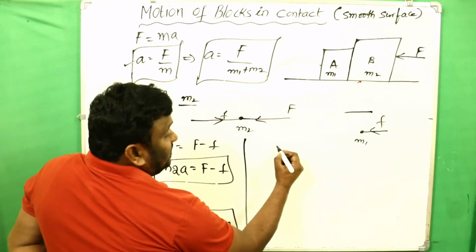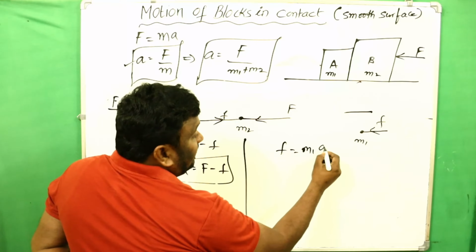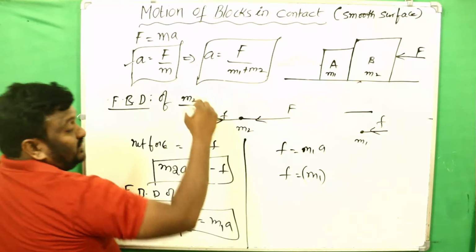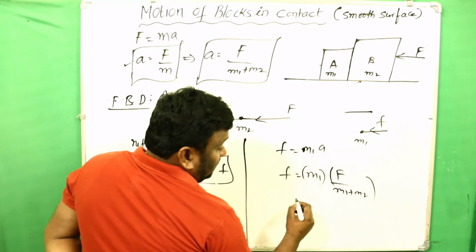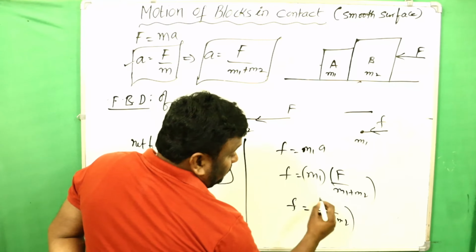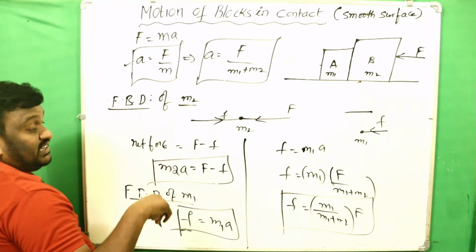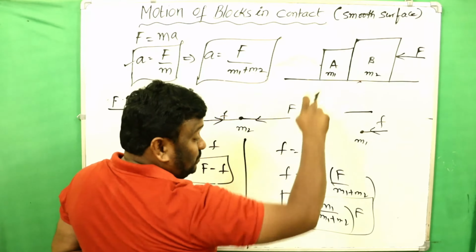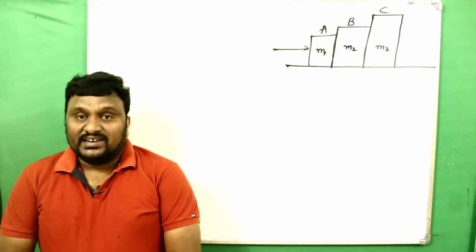Clear? Obviously here we can write F is equal to m1a. Then F is equal to what? m1 times a, and a is F by m1 plus m2. Therefore F is equal to m1 by m1 plus m2 into F. In the previous one we got m2 by m1 plus m2 into F. In this case it is m1 by m1 plus m2 of F. Clear? Now let's see another case.